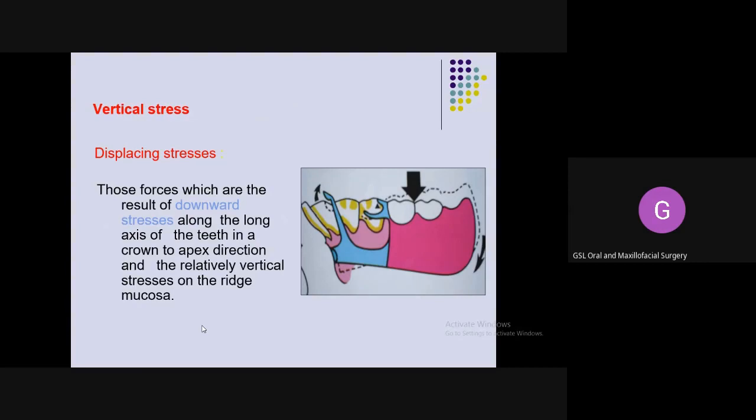What are the displacing stresses? Consider this is a mandibular partial denture. These are forces acting downward, that is, towards the tissue, along the long axis of the tooth. This is the natural tooth.